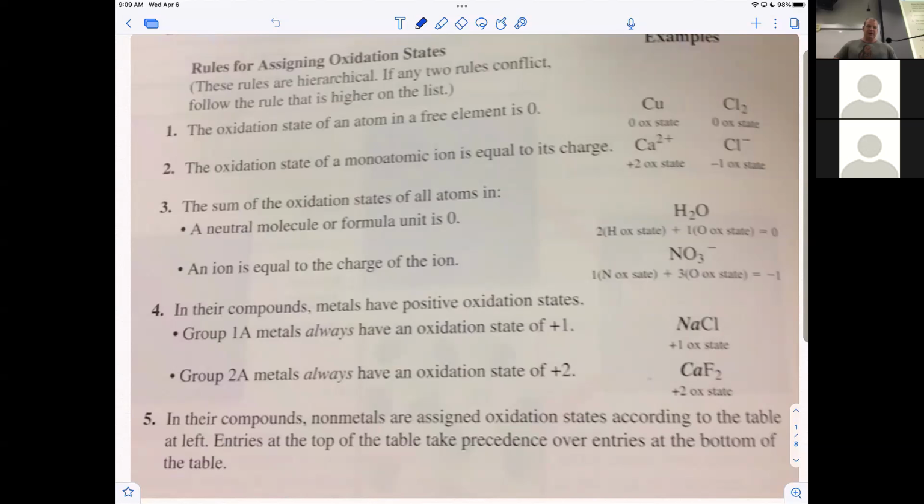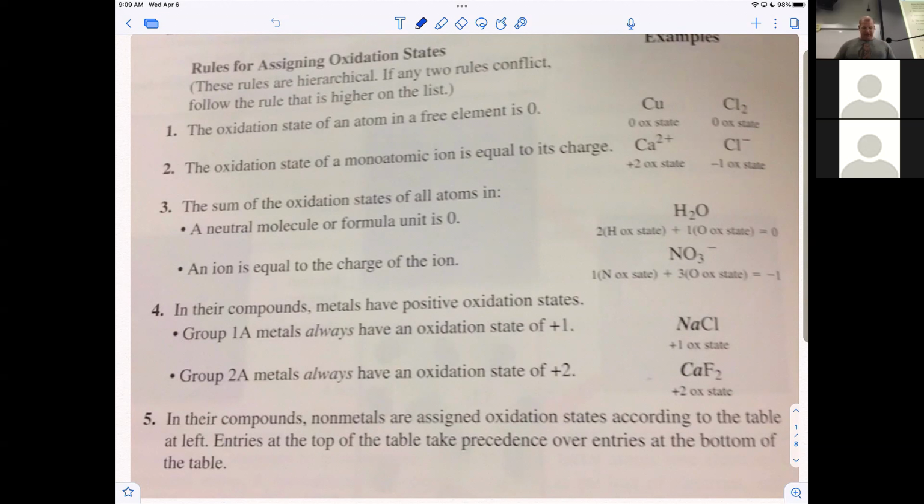For instance, chromium plus 3 is completely inert, and we put it in glass. We have it in paint. There are some old paints that are chromium oxide. And then there's chromium plus 6, which is a carcinogen. It gives you a rash and it gives you cancer. So oxidation states, like I said, do have real effects. But here are the rules.